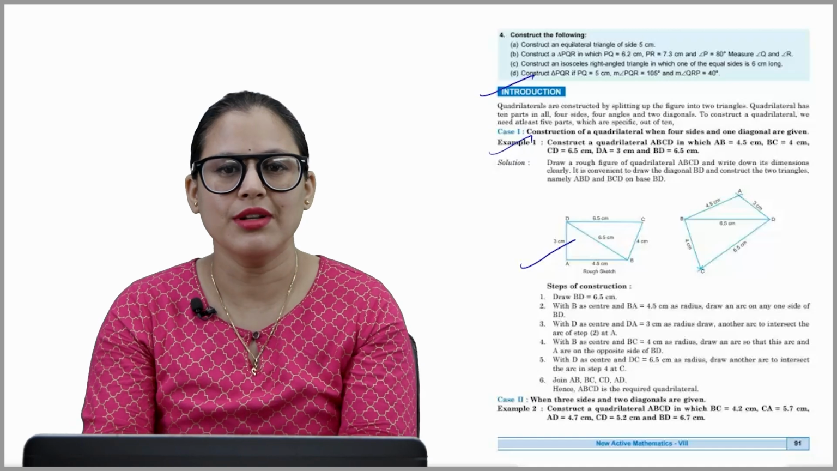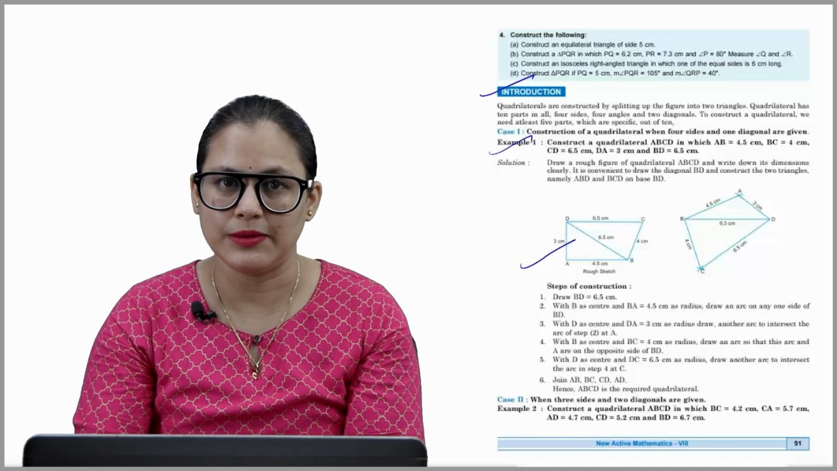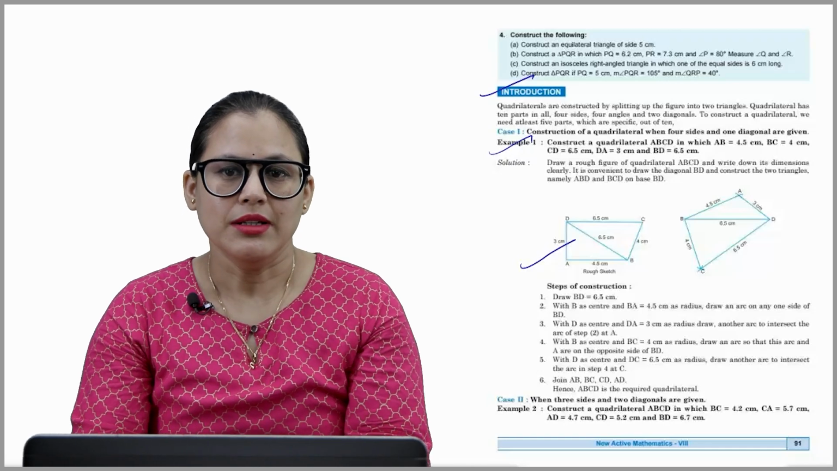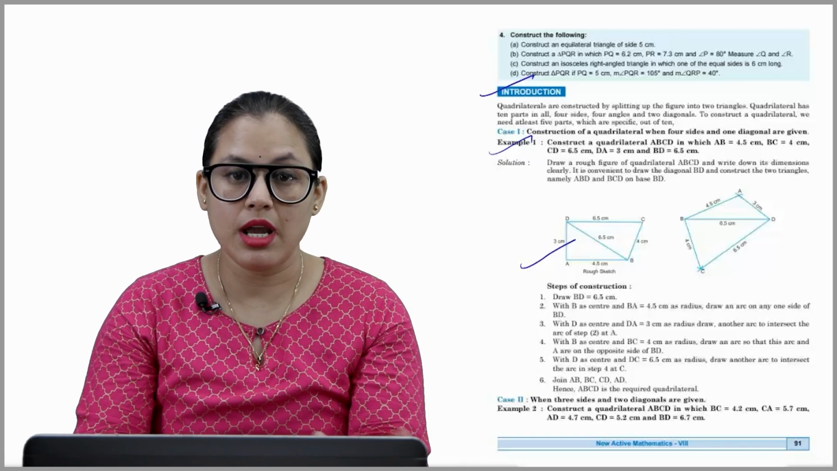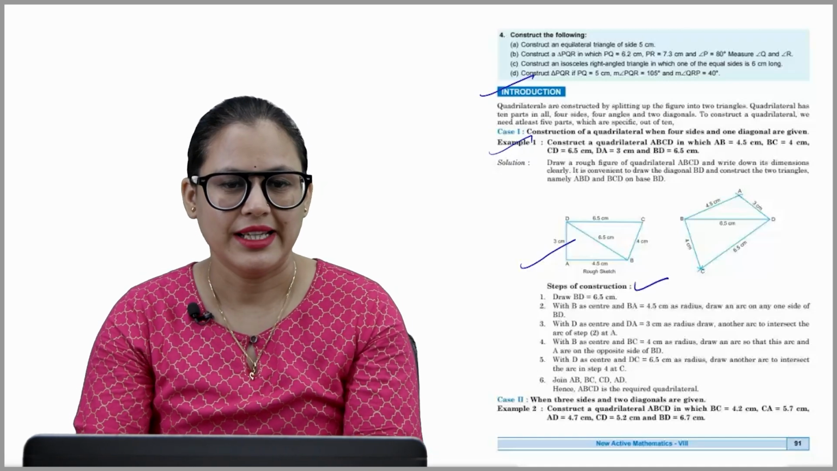In this question, you will draw a rough figure of quadrilateral ABCD and then write down its dimensions clearly. It is convenient to draw the diagonal BD and construct the 2 triangles, namely ABD and BCD, on base BD. Now let's check out the steps of construction.